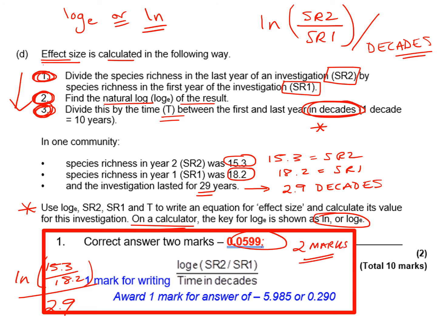If you demonstrated the equation, which is the natural log of SR2 divided by SR1, divided by the time in decades, that would have got you 1 mark. So there's 1 mark for showing how you would do the working out, and the second mark was for obviously inputting the correct numbers. So if you were a bit confused about log to the base e, it did say at the bottom in the information here that it's just that symbol button on your calculator. So let's try and follow the information as best we can.